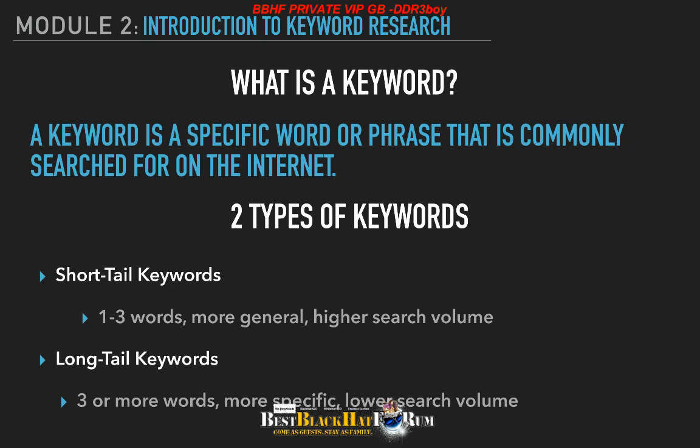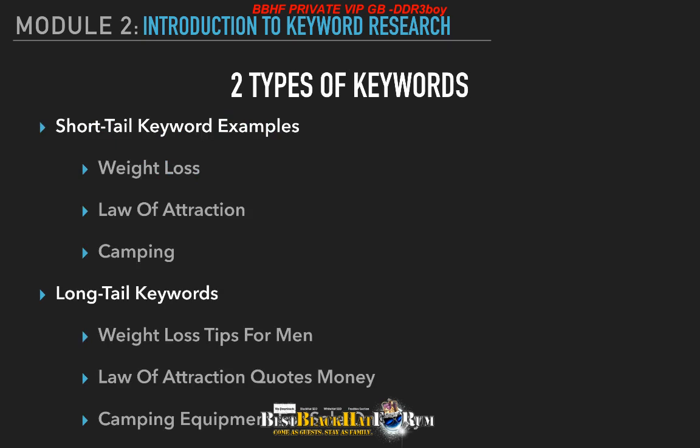A long tail keyword is something that's a little bit longer. It's more specific. Maybe it's 3 or more words. And typically, because it's more specific, there's going to be a lot less people that are searching for it. But the people that are searching for it, it is going to be a lot more targeted rather than a lot more general. Now, let me give you some examples of short tail and long tail keywords.